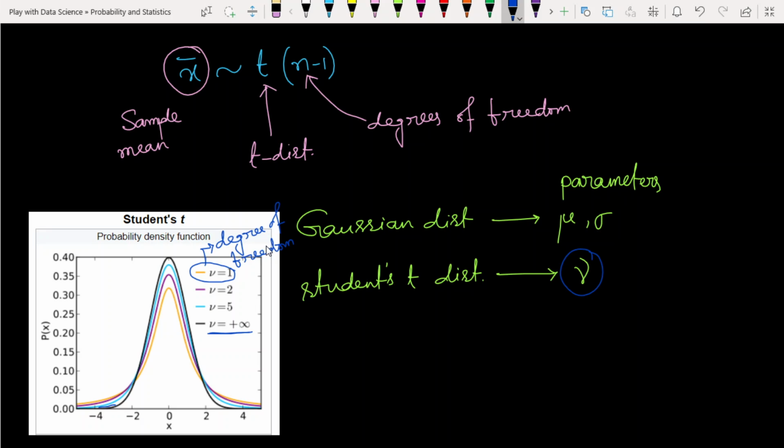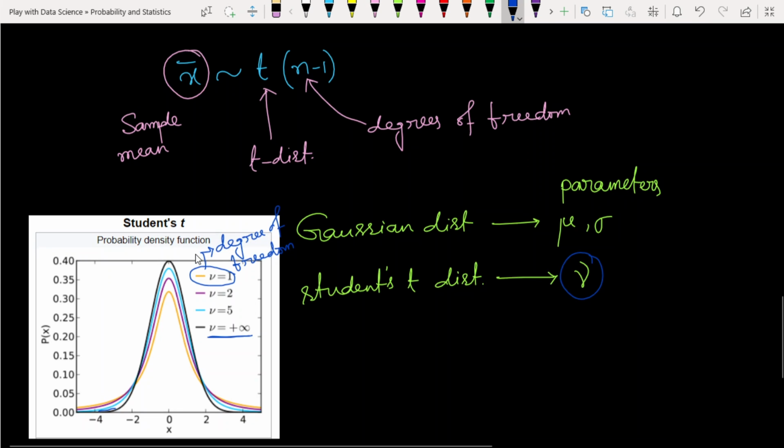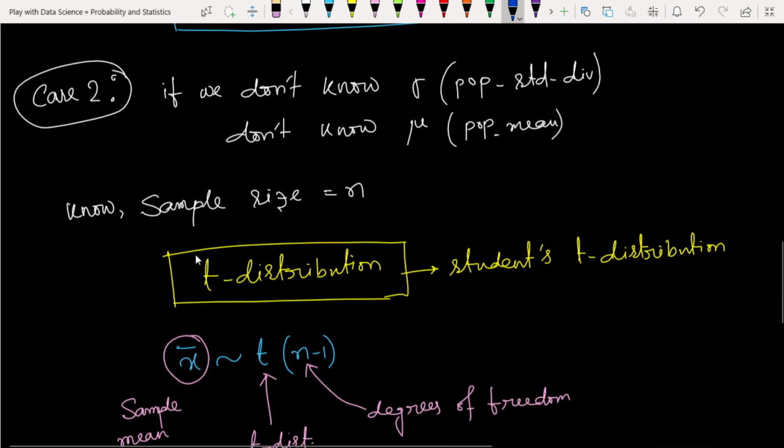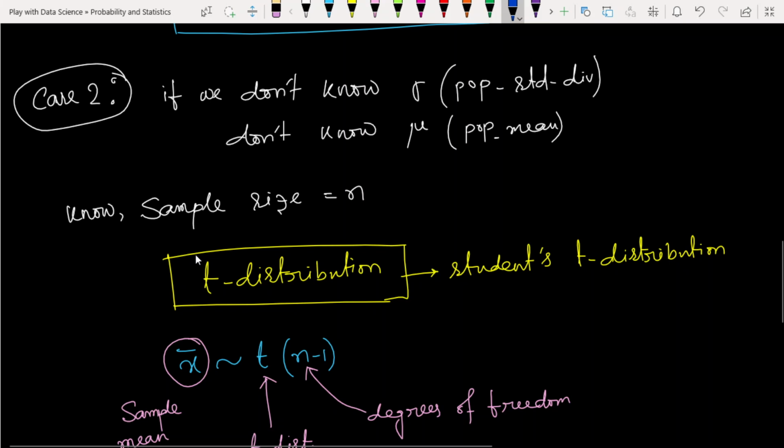I'm not going to discuss step by step what degrees of freedom are, how they relate to our curve, and why the curve changes this way. I'm not discussing it in detail. If you're interested, please search any statistics book and you can easily find it. I'm just giving a hint in which situations these distributions are useful.